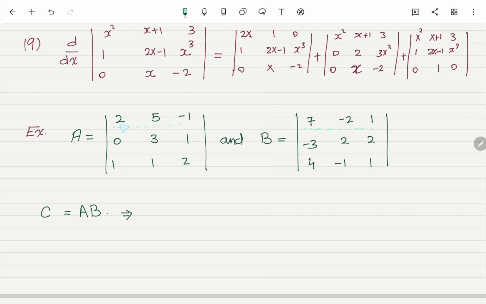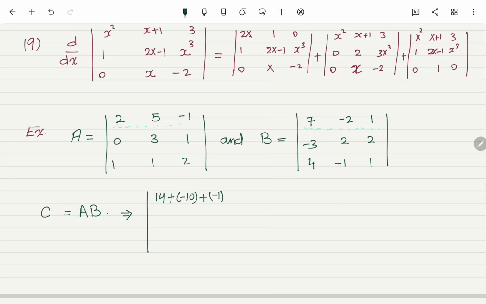You multiply the first element of this row with the first element of this row, plus the second element of the first row with the second element of the first row, and the third element of the first row multiplied by the third element of the first row, and the result will be 2 multiplied by 7, it's 14, plus 5 times minus 2, it's minus 10, plus minus 1 times 1, it's minus 1. So this is the first element of the new determinant.